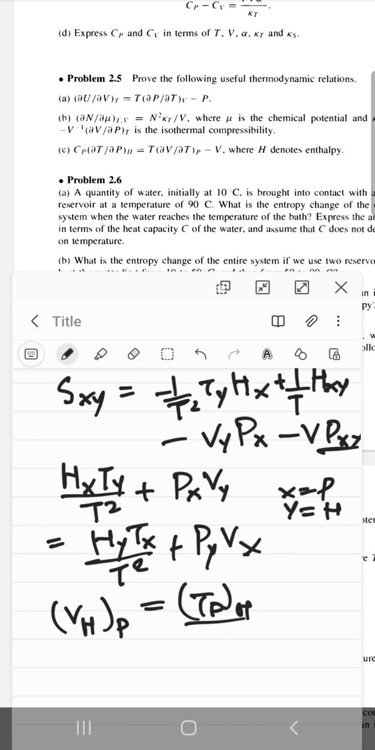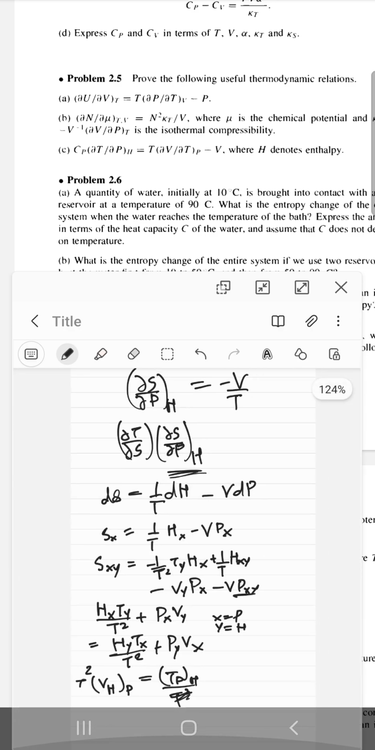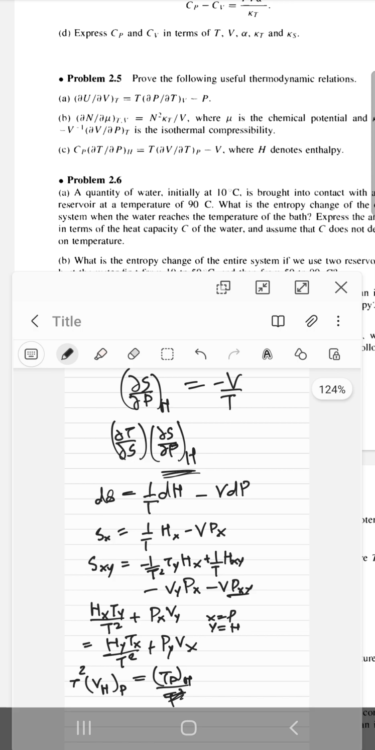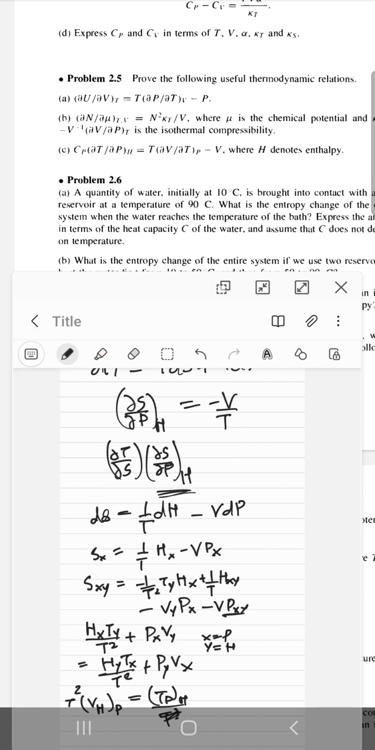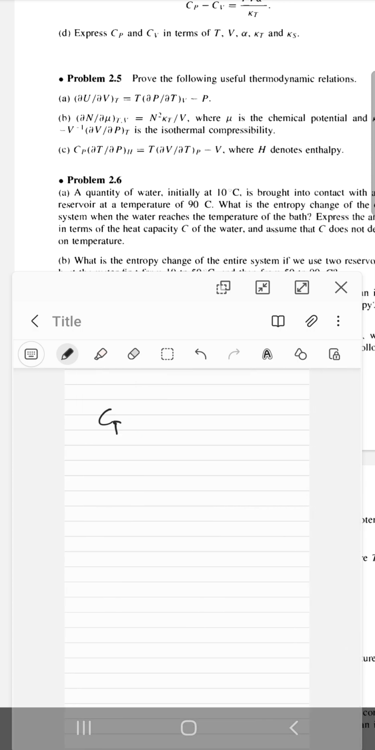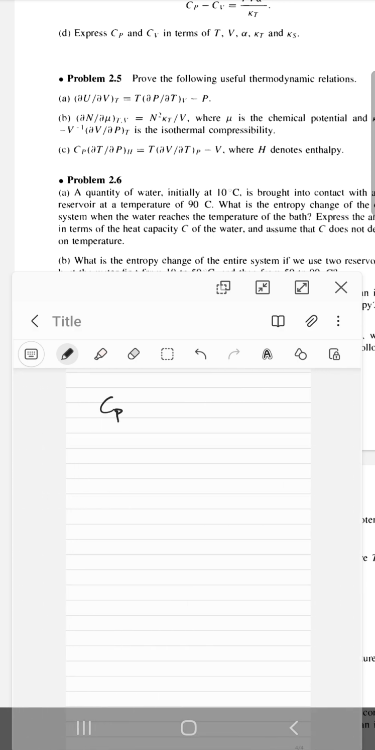So this stuff upon t square plus p sub y is, okay, that's gone, cool. And so essentially what you just have is that t sub p at constant enthalpy is just t square times v sub h at constant pressure. We can just plug that in, right? So we have c p and then v sub h at constant pressure is equal to this stuff. Amazing.